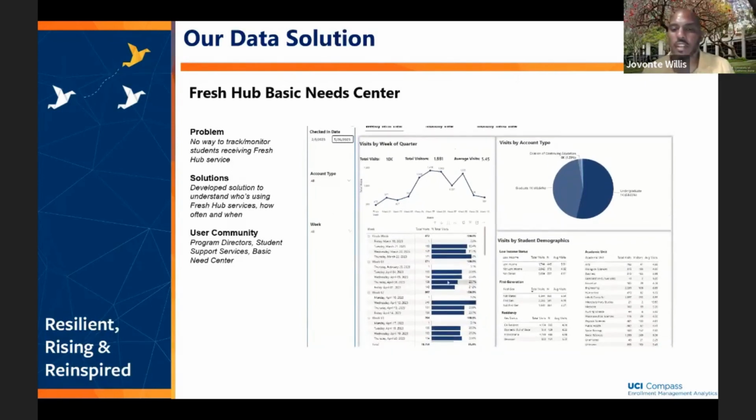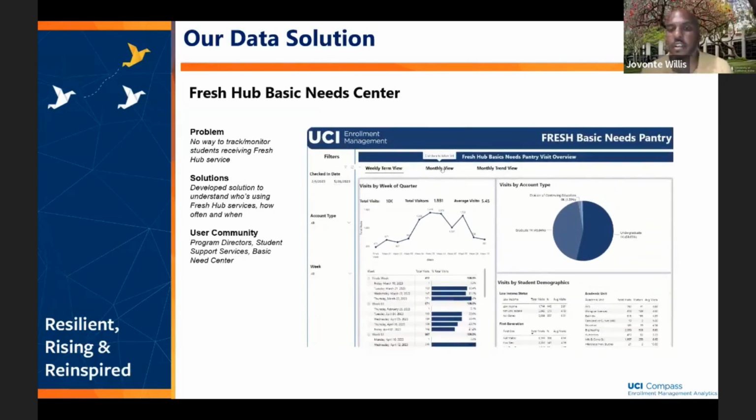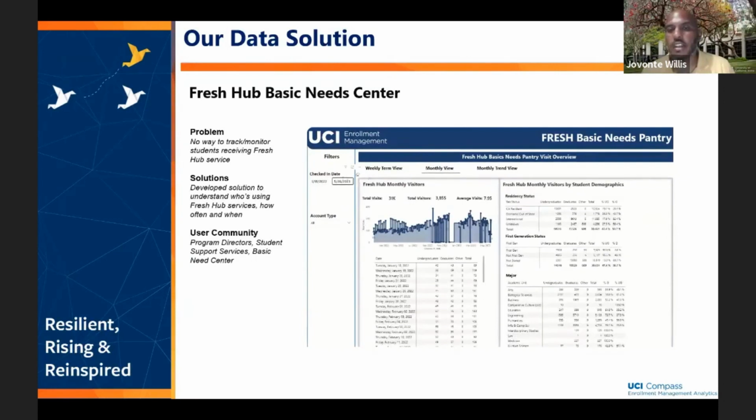Is it Thursday? Okay, but I can see nobody really comes on Friday, so I don't need as many staff on Friday, but I need more staff on Thursday. And so it allows them to quickly see that and make decisions. This is something that comes from our card swipe system. So we're able to get card swipe data into our analytics system and combine it with other campus data.